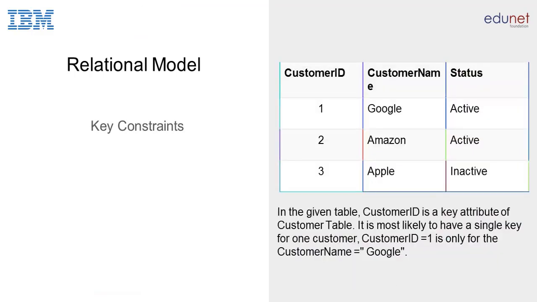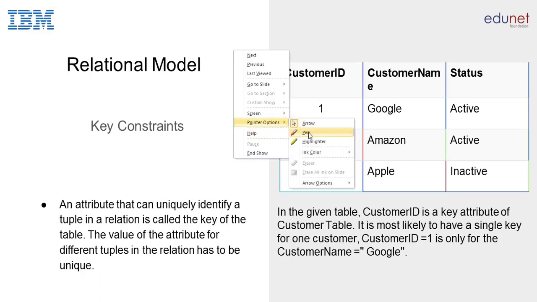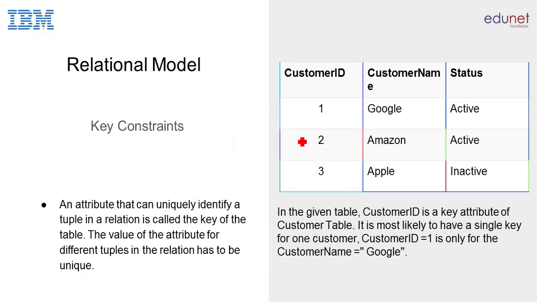Now understand the next point, which is key constraints. See, key constraint means what? An attribute that can uniquely identify a tuple in a relation is called a key of the table. The value must be uniquely identified. Suppose I am ordering a particular product from Amazon, then Amazon must create a customer ID which is unique, and that unique value totally depends on the table values.